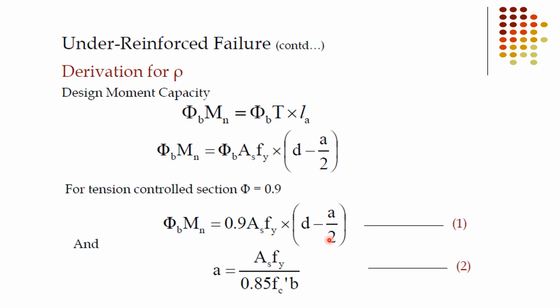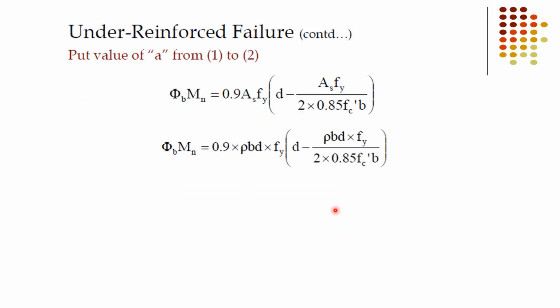After putting the value of a from equation 2 into 1, now the result is here. Now I am changing As into rho b d. We already know the reinforcement ratio is area of steel divided by bd. Same here. Now I am taking d common from this side and this side, and b from downside and b from upside will be cancelled.